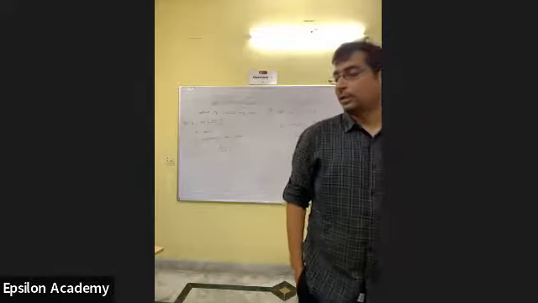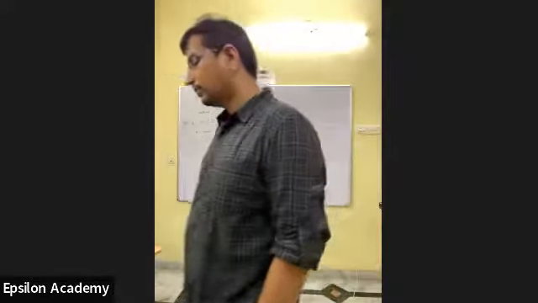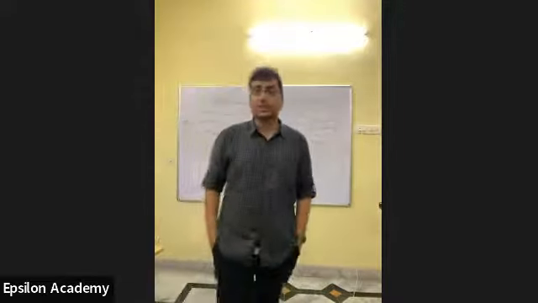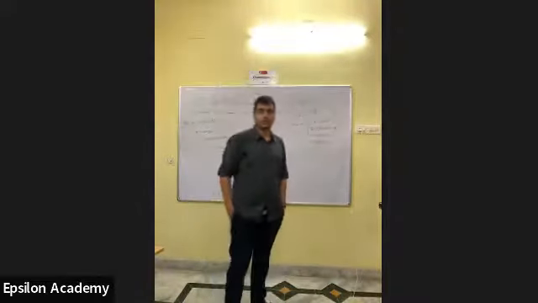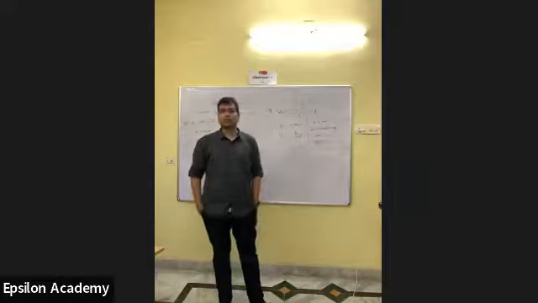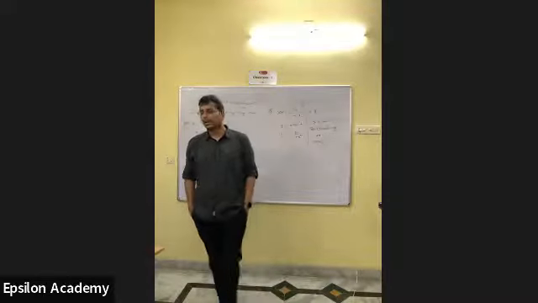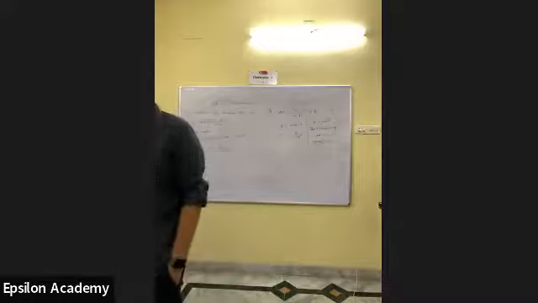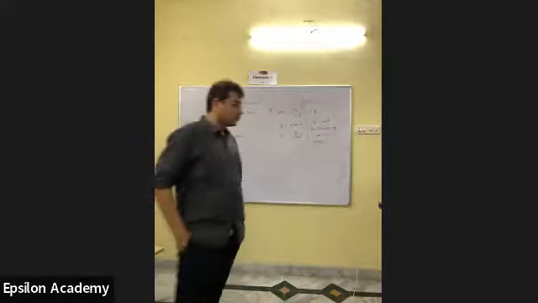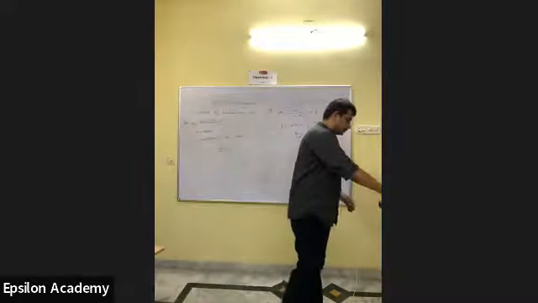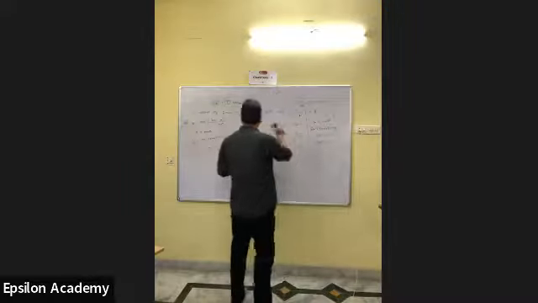So what is the answer for the 11th one? 2 tan inverse x is the function. What is the derivative? 2 by 1 plus x square. So 2 divided by 1 plus x square. Next one is pretty easy, so you can solve it.